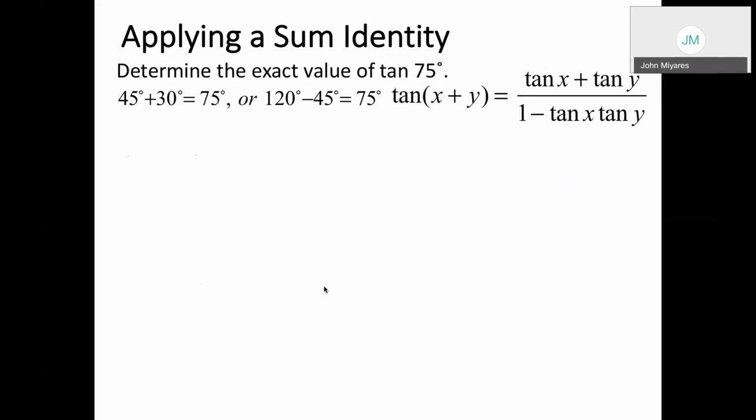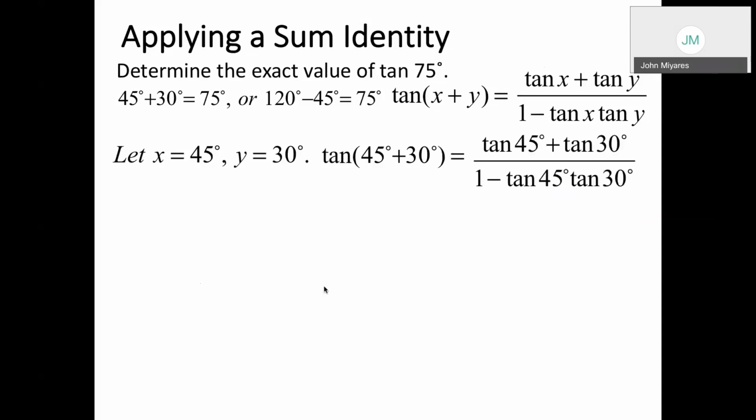If we now say that x equals 45 degrees and y equals 30 degrees, then the tangent of 45 plus 30 can be re-expressed as the tangent of 45 degrees plus the tangent of 30 degrees, all divided by 1 minus the tangent of 45 degrees times the tangent of 30 degrees. Now let's substitute what we know. The tangent of 45 degrees is 1, and the tangent of 30 degrees is the square root of 3 over 3, which is going to look like this mess here.